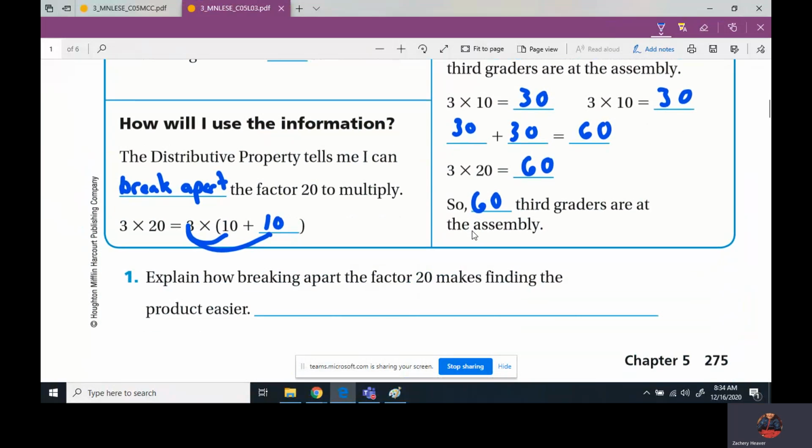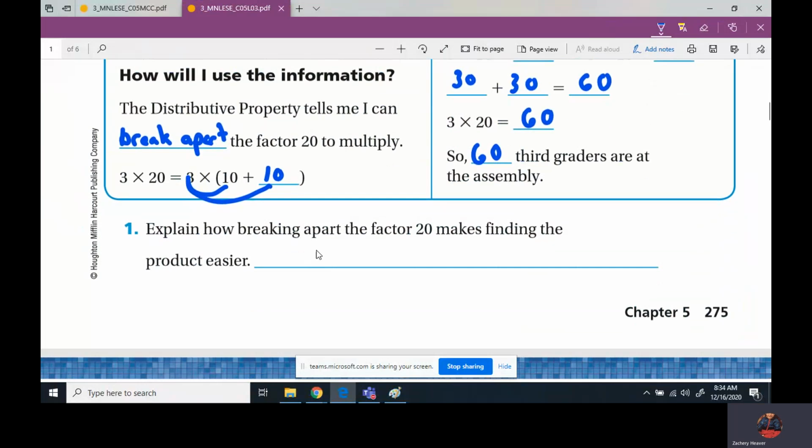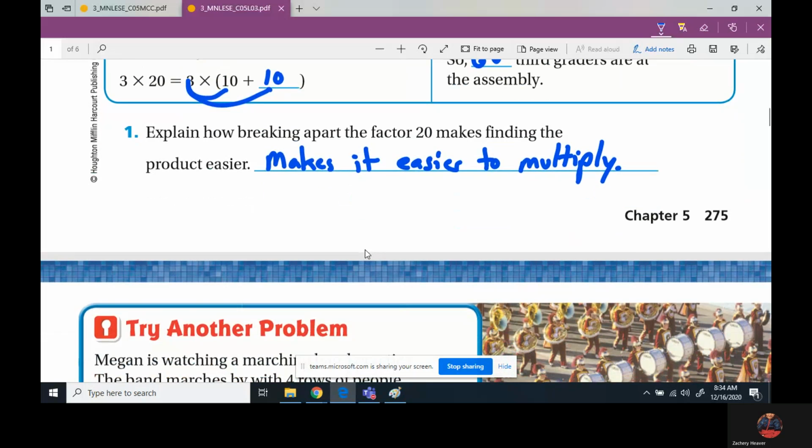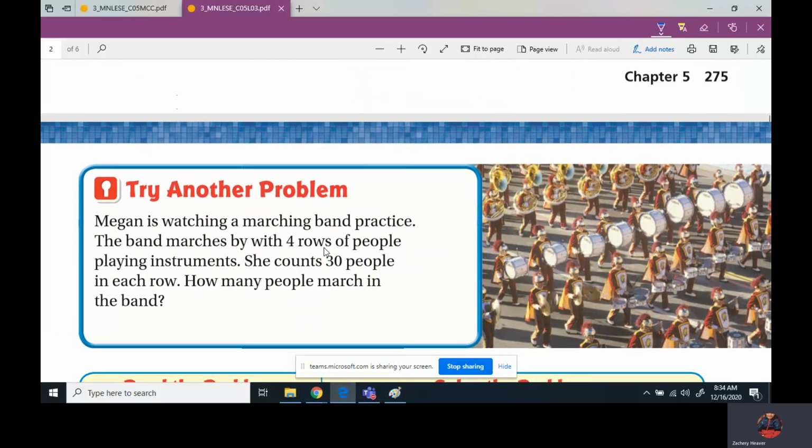So we'll do more. Explain how breaking apart the factor 20 makes the product easier. Well, instead of having to count 20 three times, we already know what 3 times 10 is. So it makes it easier to multiply. Multiplying by 10 is a lot easier than multiplying by 20.